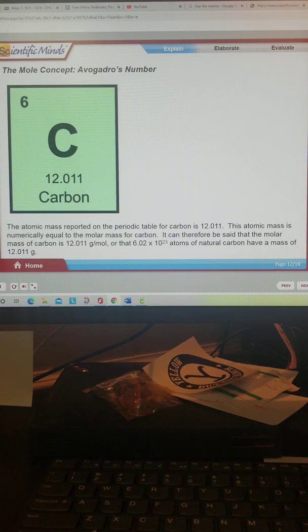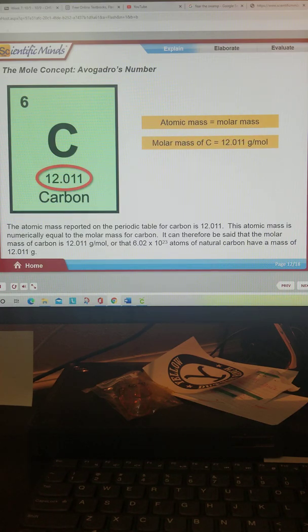The atomic mass reported on the periodic table for carbon is 12.011. This atomic mass is numerically equal to the molar mass for carbon. It can therefore be said that the molar mass of carbon is 12.011 grams per mole, or that 6.02 times 10 to the 23rd atoms of natural carbon have a mass of 12.011 grams.